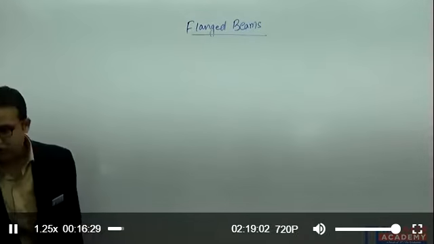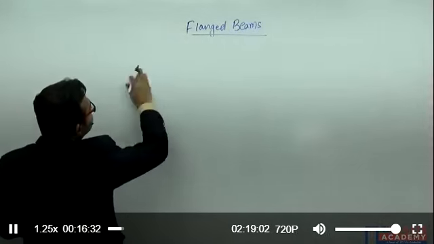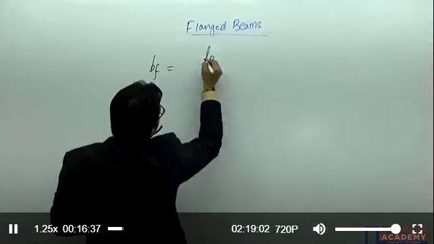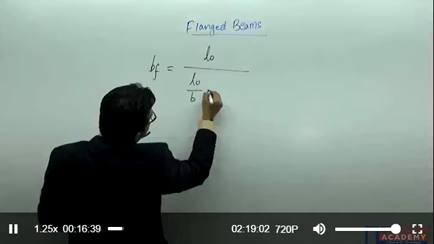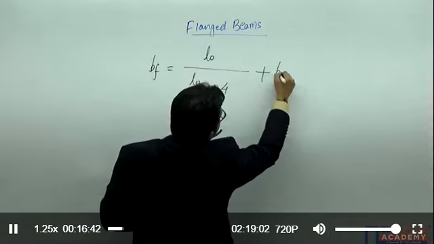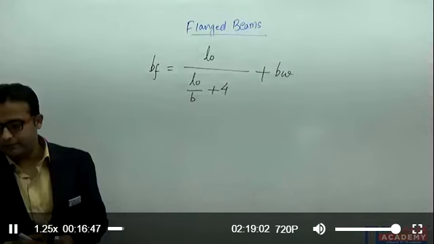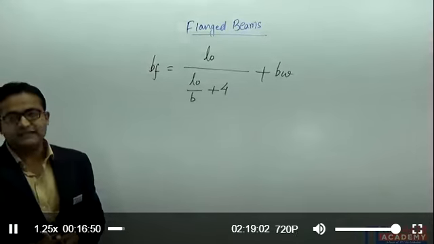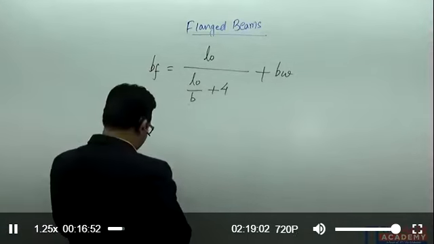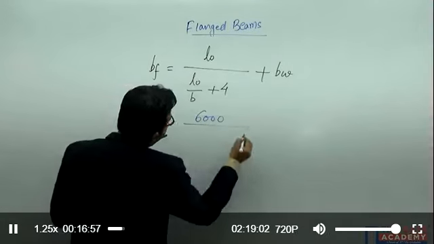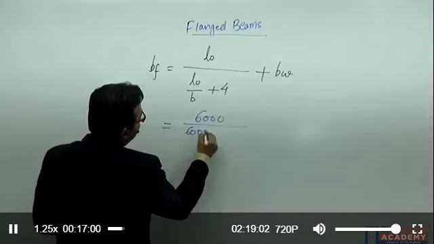Let's calculate. For an isolated T beam, I know the formula for effective width is bf equal to L0 divided by (L0 by b plus 4), plus width of web. The L0 they have given, it is a simply supported beam, and they have given the effective span as 6 meter. So L0 is 6 meter, I can write here 6000 mm.